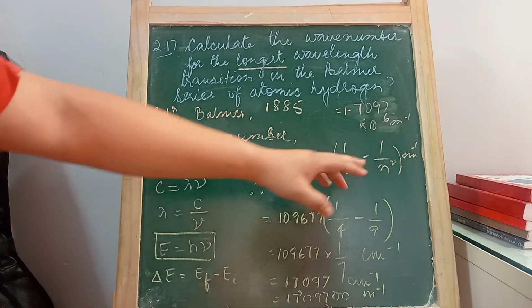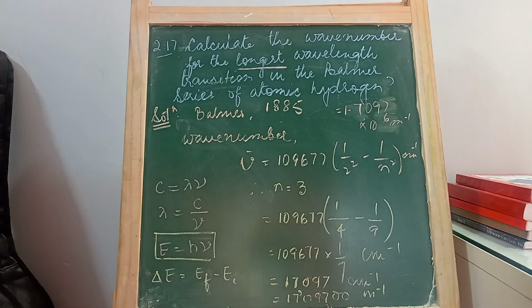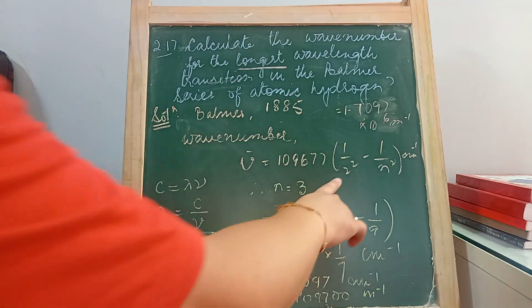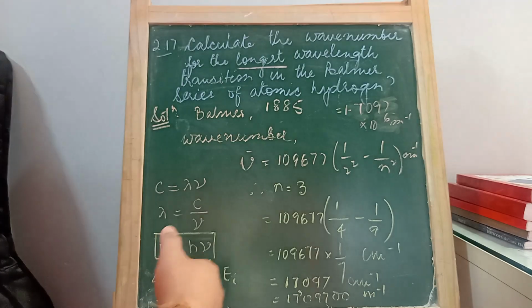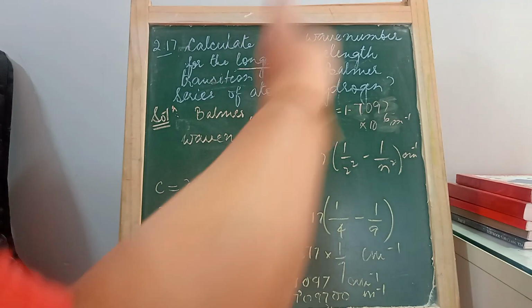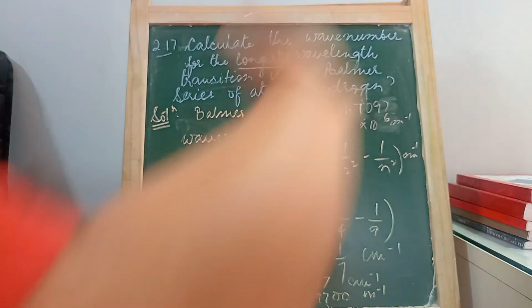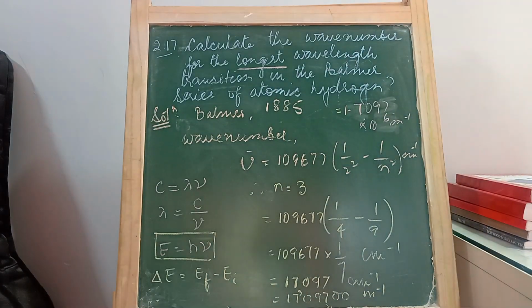According to the equation, the value of n should be more than 2. That means the electron has to jump back to the second orbit. It may be from the third orbit to the second, or from the fourth to the second, or fifth to the second, or sixth to the second, but it has to jump to the second orbit.